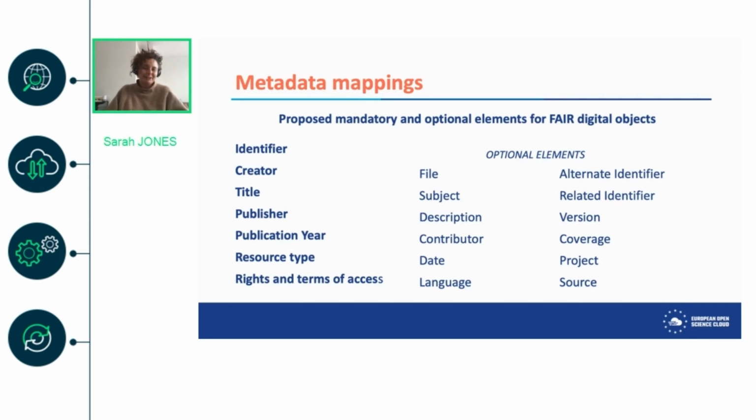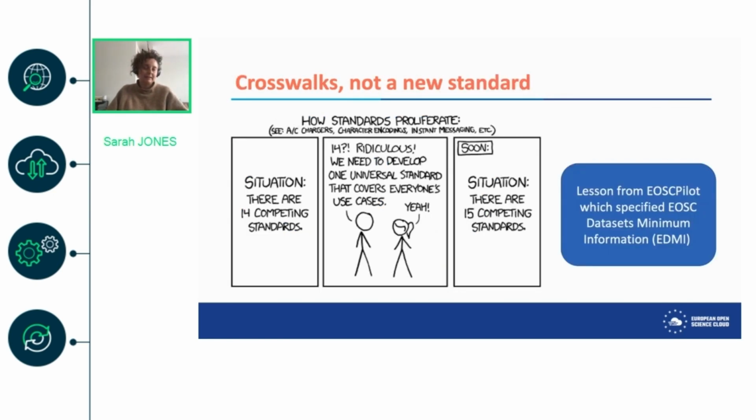And one thing I'd like to stress here is that we're really focusing on developing crosswalks, not developing a new standard. We realize that there are lots of existing standards in use by the research communities, and we want to support their use within the EOSC context. So really we need to map between them all rather than implementing anything new that adds a burden to the research groups. This was a key lesson from the EOSC pilot project. They had tried to specify minimum information for EOSC datasets, but there was quite a pushback from the community.